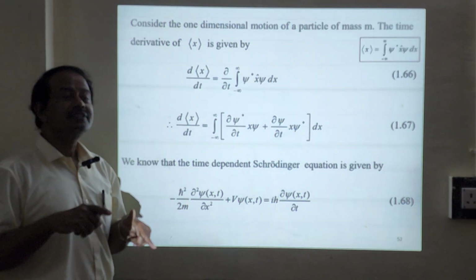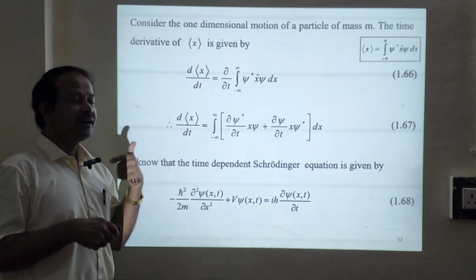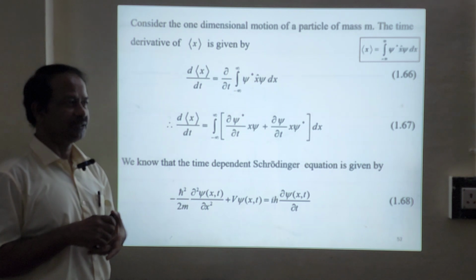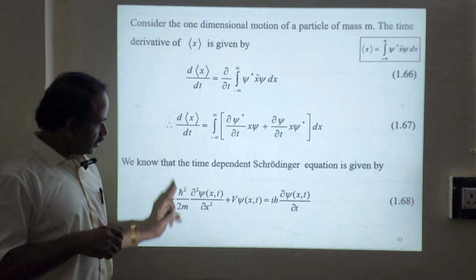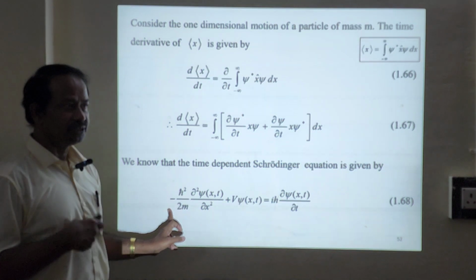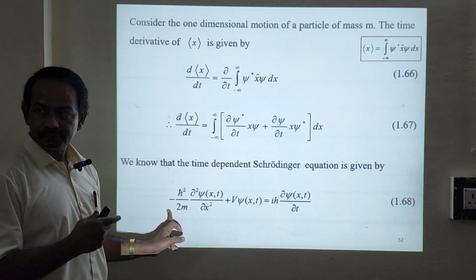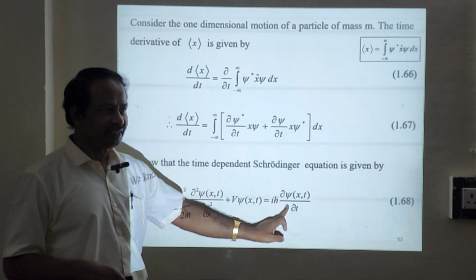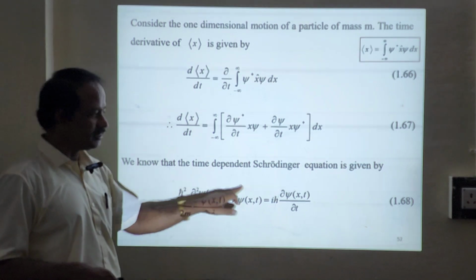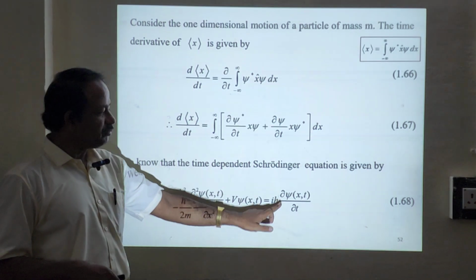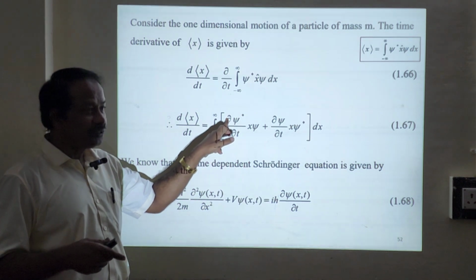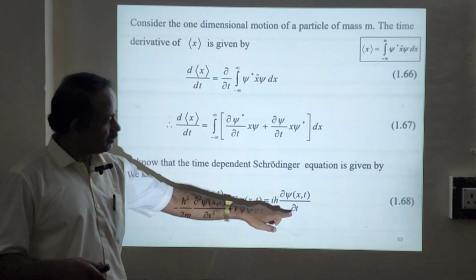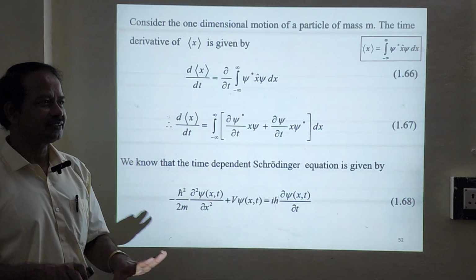We are going to use the Schrödinger wave equation to get the Ehrenfest theorem. We are going to use the Schrödinger time dependent wave equation, which we have studied earlier in the last sessions, correct? Now d psi by dt is given by 1 by i h bar times the remaining terms. If we take the complex conjugate of this equation, we will get d psi star by dt. So that's the idea. We are going to substitute here and get the results. That is the simple idea.